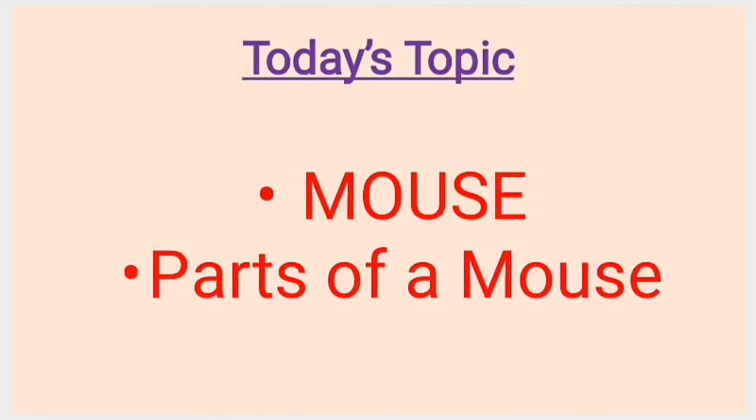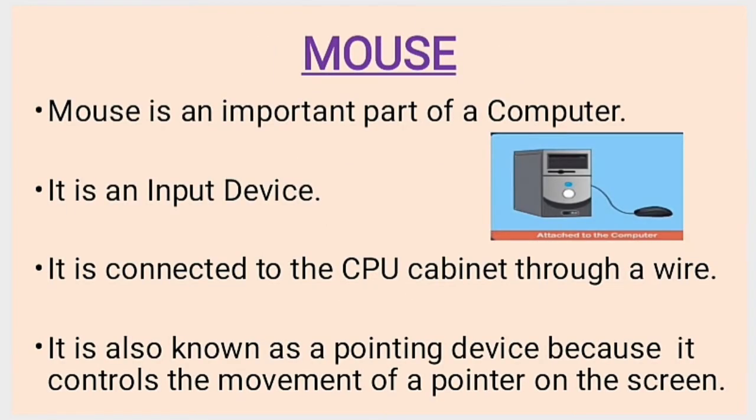The topics that we cover today are: number 1 is mouse, that is, what is a mouse. After that, we are going to learn about the different parts of a mouse. So let's start. First we are going to learn about the mouse, that is, what is a mouse.